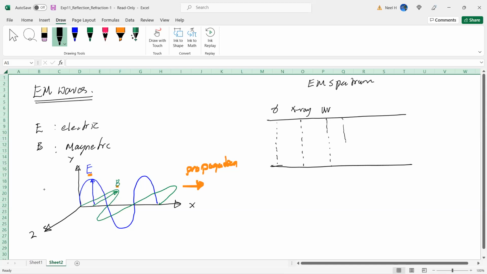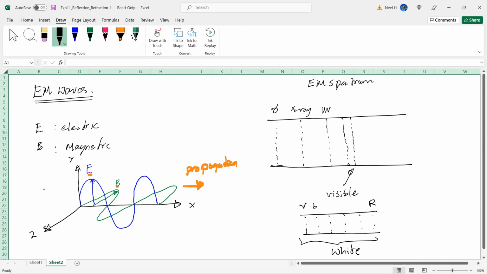And then right here in the middle of the spectrum, we have a very, very small, tiny region called the visible spectrum. Visible spectrum means what humans can see. That visible spectrum contains all the colors, usually purple, dark blue, and so on all the way to red. Those are the spectrum colors which we can observe. By putting all the spectrum colors together, we have the white color. White is not just a color, it actually contains all the spectrum colors together.